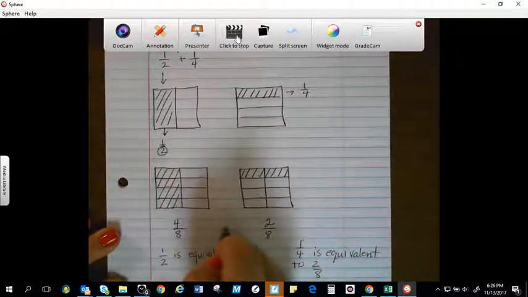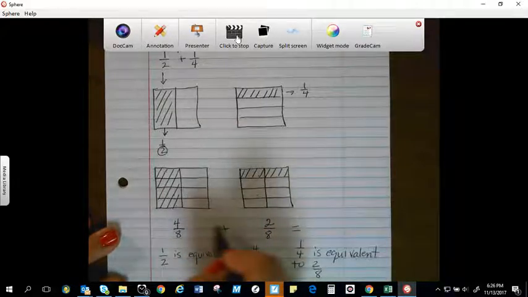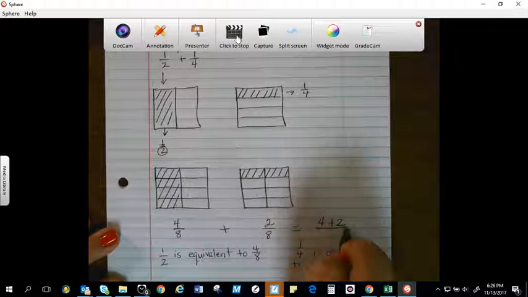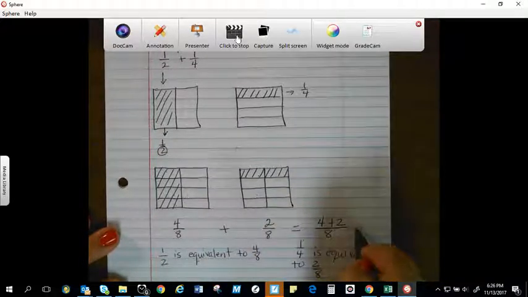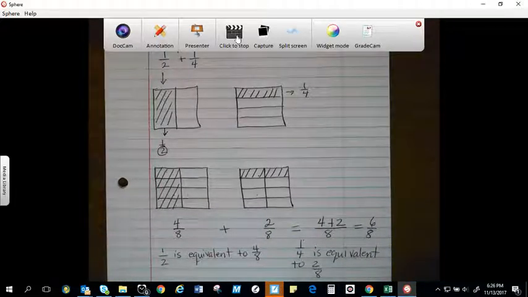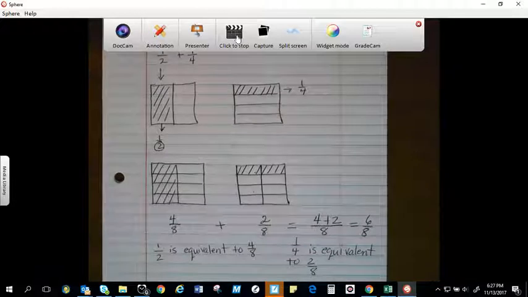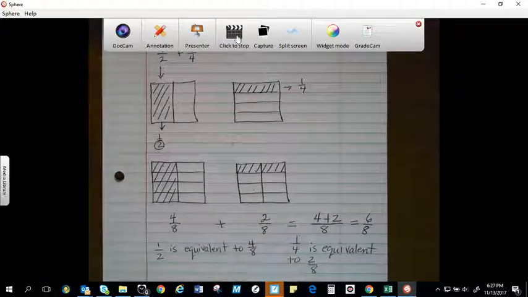And my new equation would be 4/8 plus 2/8. And so it will transform to, because my denominators stay the same, 6/8. So that is representing adding fractions with unlike denominators using diagrams.